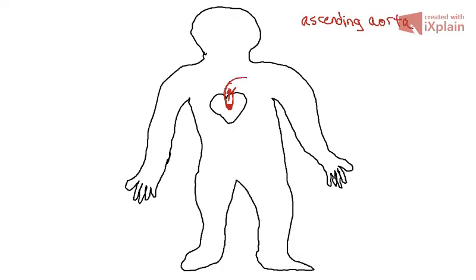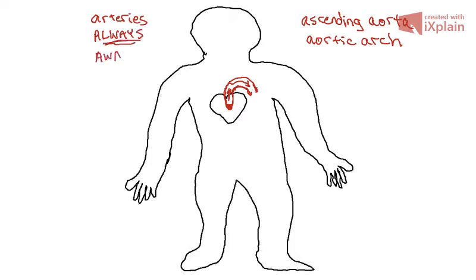And then this is going to arc around, and that's going to be called the aortic arch. It's the same vessel. It's a really big fat vessel too. It's the same vessel, but it just changes names a little bit because we changed positions of it. So that's going to be called the aortic arch. And the blood, of course, is going down this way because arteries always carry blood away from the heart.